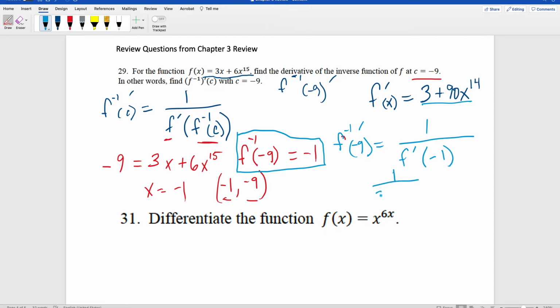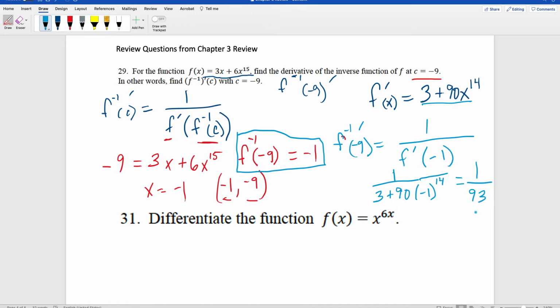So we get that our answer is going to be 1 over 3 plus 90 times -1 raised to the 14th power. And again, we're happy that they've got a number like 1 or -1, because raising something to the 14th power, even if it was 2, would be a huge number. Calculators would probably blow up. But since it's just -1, and it's an even exponent, what does that mean the -1 becomes? +1. Like when you square it, it's always going to become positive. So it's +1 times 90 plus 3, 1 over 93.